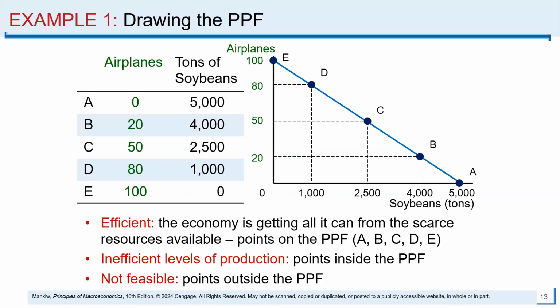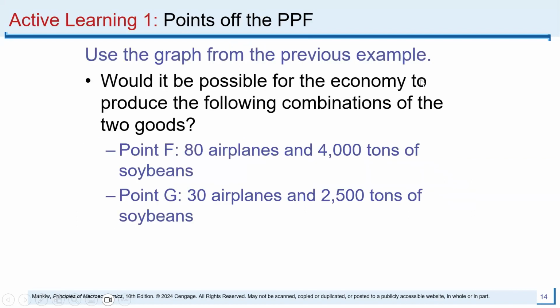Let's see. 80 is here. 4,000 is here. If you connect those two quantities, you will get a point here. It is definitely outside of the PPF, so it is unattainable. It means that with the currently available resources, you cannot get this amount of production.